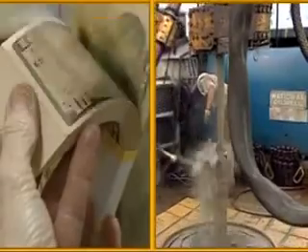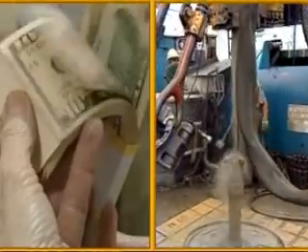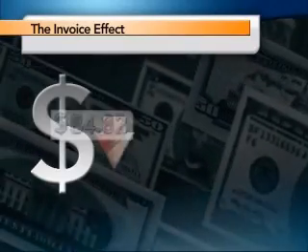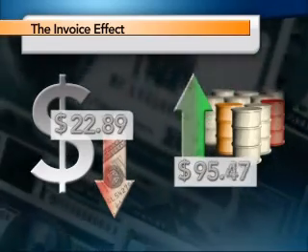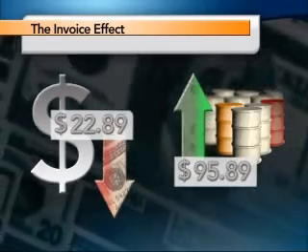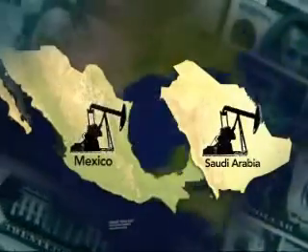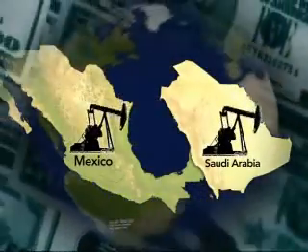Oil and the dollar impact each other in a number of ways. One is what's called the invoice effect, which is the fact that oil is denominated in dollars. What that means then is that when the dollar weakens, oil prices tend to go up. And part of the reason for that is that oil-producing nations, like Saudi Arabia or Mexico, who receive dollar revenues, if the dollar is weakening, they would want to increase the price of oil to maintain their purchasing power of dollars.